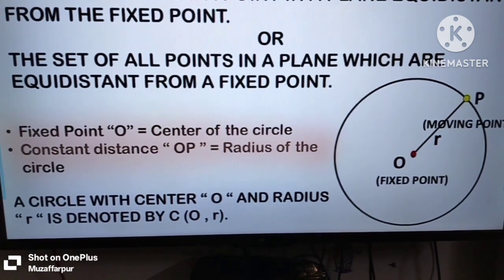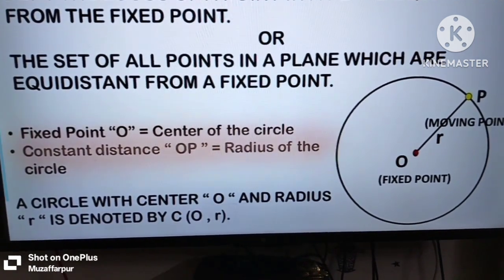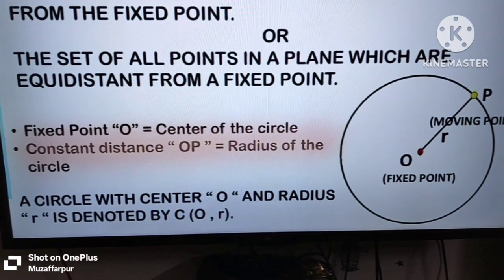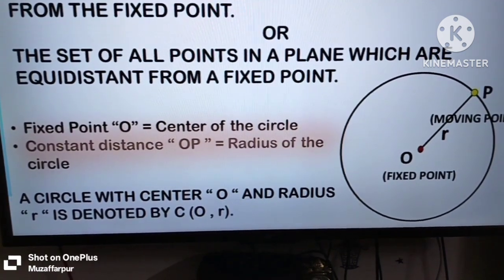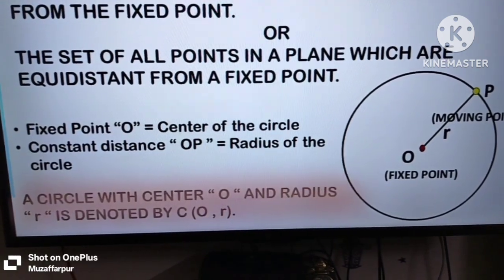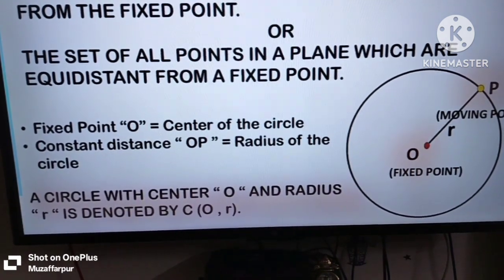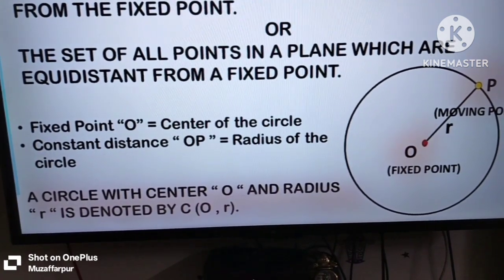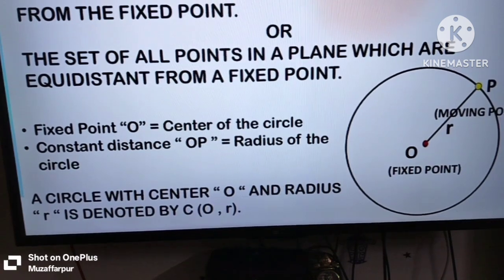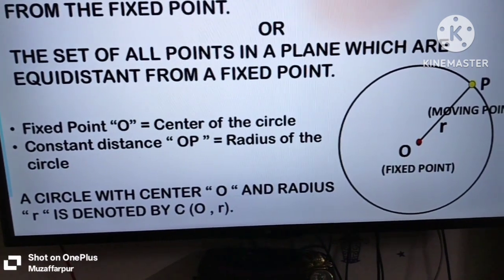After completion of the journey of P, one path has been created, and that path, that locus of a point is a circle, whereas O is the fixed point and OP is the radius of the circle. So a circle with center O and radius R is denoted by C(O, R).